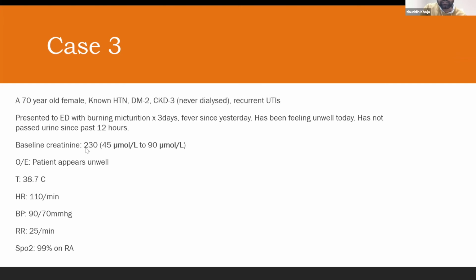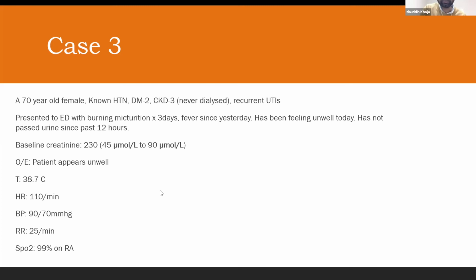Her baseline creatinine is 230, where 45 to 90 is normal. The patient appears unwell, and she has a high temperature, tachycardia, and her blood pressure is 90/70, with a respiratory rate of 25, and maintaining SATs on room air. So now, just with this picture, what are you thinking? Yep, AKI on CKD, septic shock, yes. And the possible source here is urosepsis again, urosepsis causing septic shock.